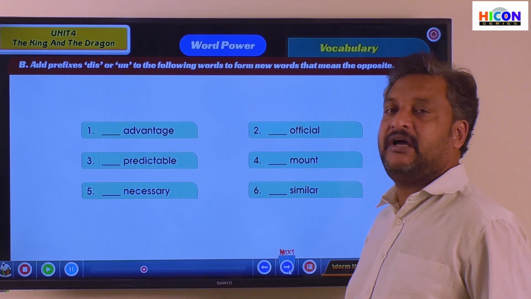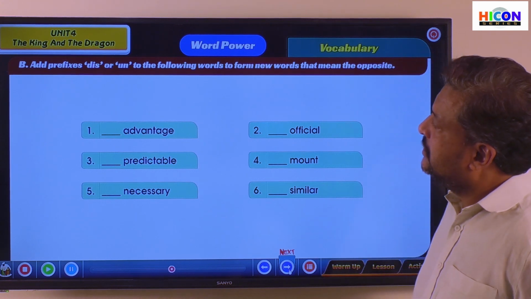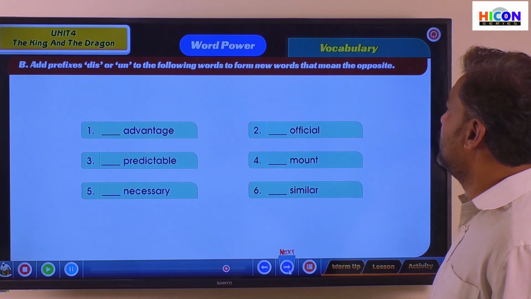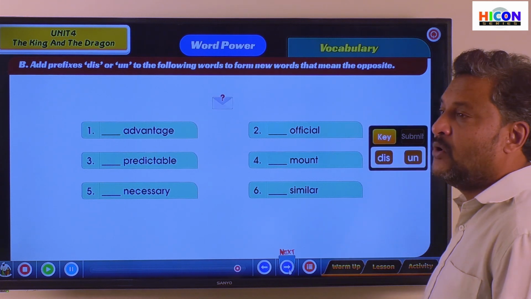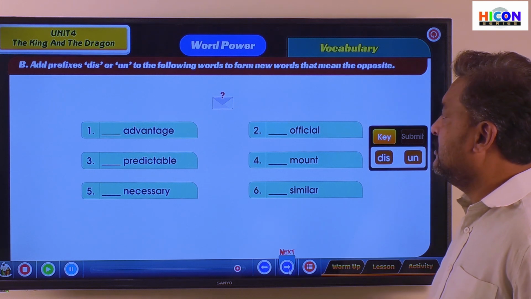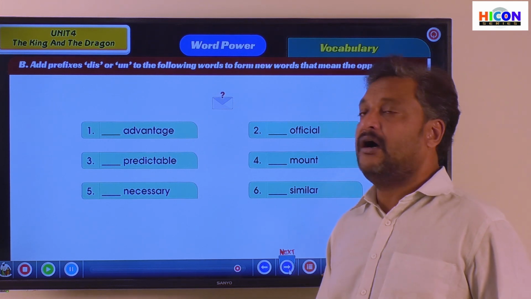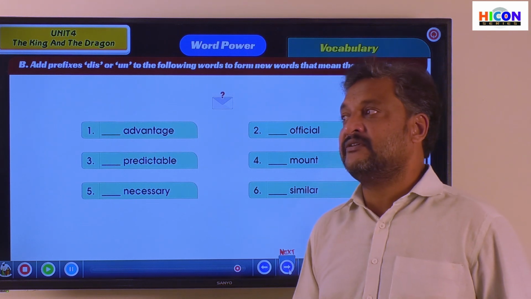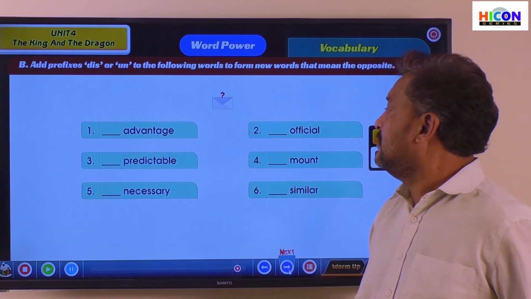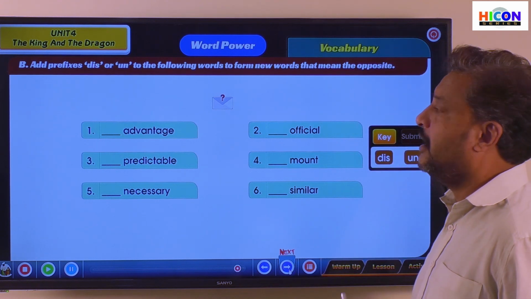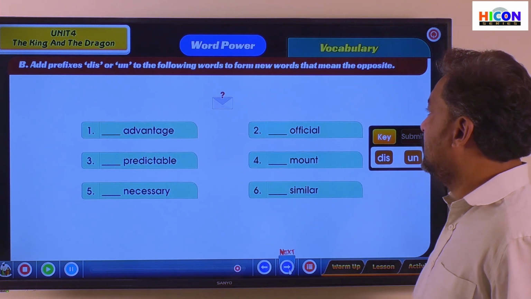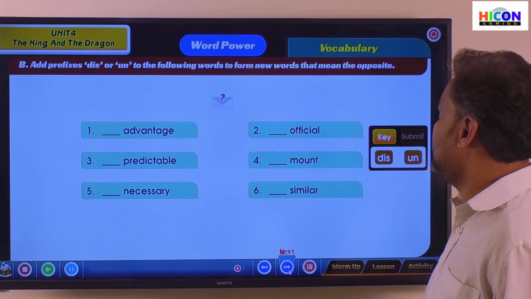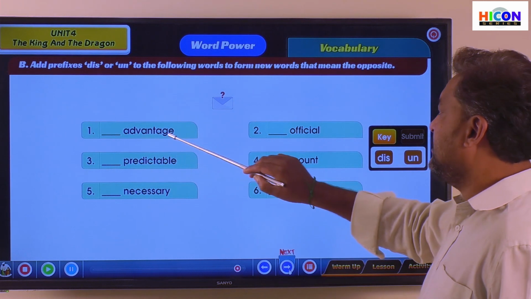Now in vocabulary we have a word power. Add prefixes dis or un to the following words to form new words that mean the opposite. So we know it, isn't it? Yes. We can use dis or un before the words and make them their opposite, or the words with opposite meanings, like comfortable, uncomfortable. Or continue, discontinue. In the same way, we have advantage here.